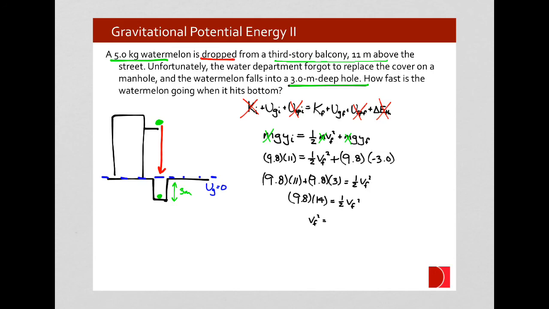So here, VF squared is 274.4, and our velocity hitting the ground is 16.6 meters per second. Technically, this velocity is downward, but we're asked how fast. Typically, that's looking for a speed, an amount, and not necessarily direction, and so we can report our 16.6 meters per second as the magnitude of our velocity.